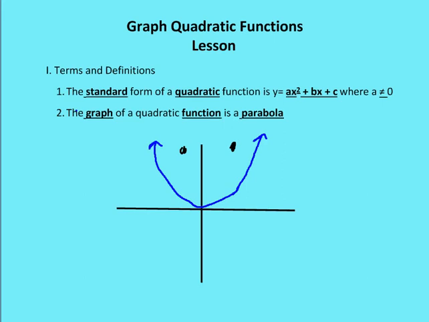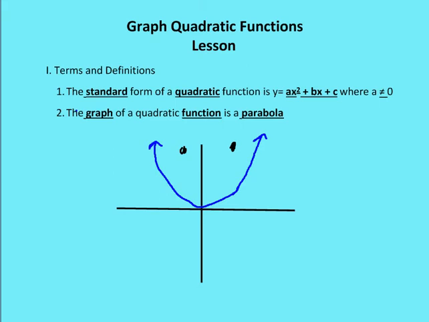Now, the standard form of a quadratic is in the form y is equal to ax squared plus bx plus c, where a is not 0. Now, a cannot be 0 because if a is 0, I no longer have a quadratic function. I have a linear equation. Okay, so a needs to be something other than 0. B can be 0 and C can be 0, but A has to be something other than 0.